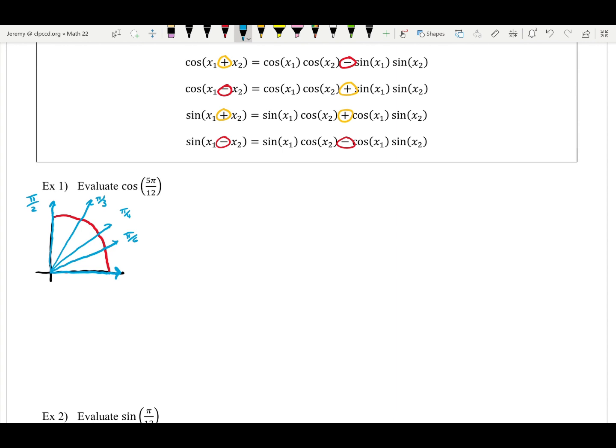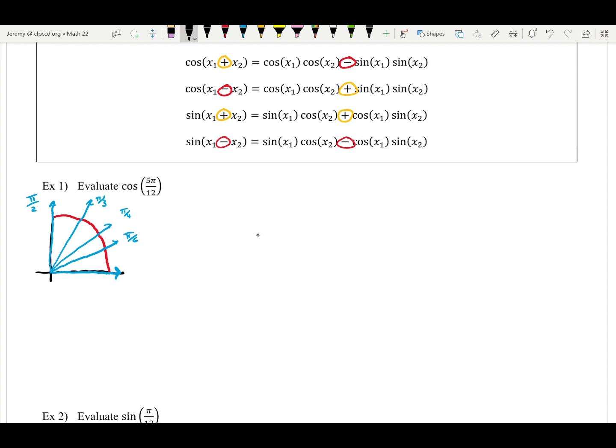Pretty much denominators of 3, 4, 6, or 2, or 1, I can deal with. But when I get something like this, 5 pi over 12, suddenly I'm at a loss, right? I don't know how to use the unit circle to do this.